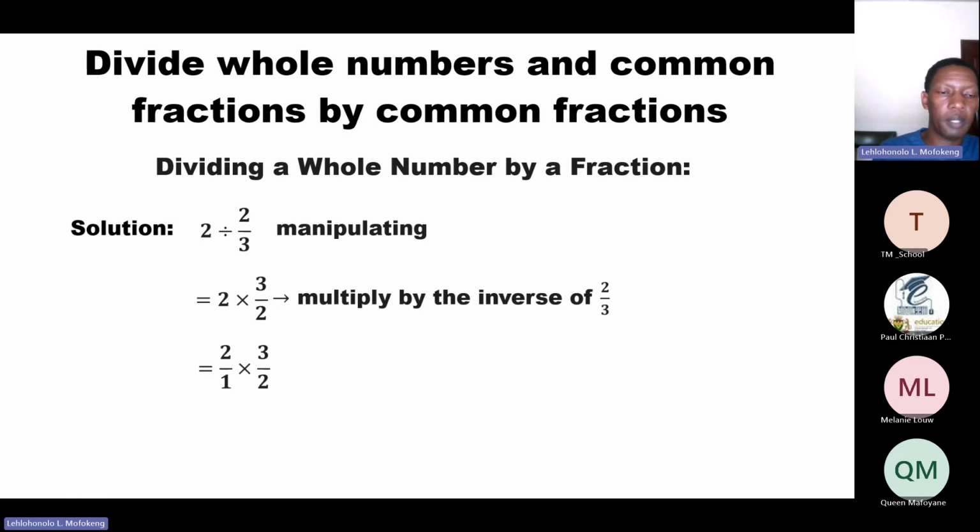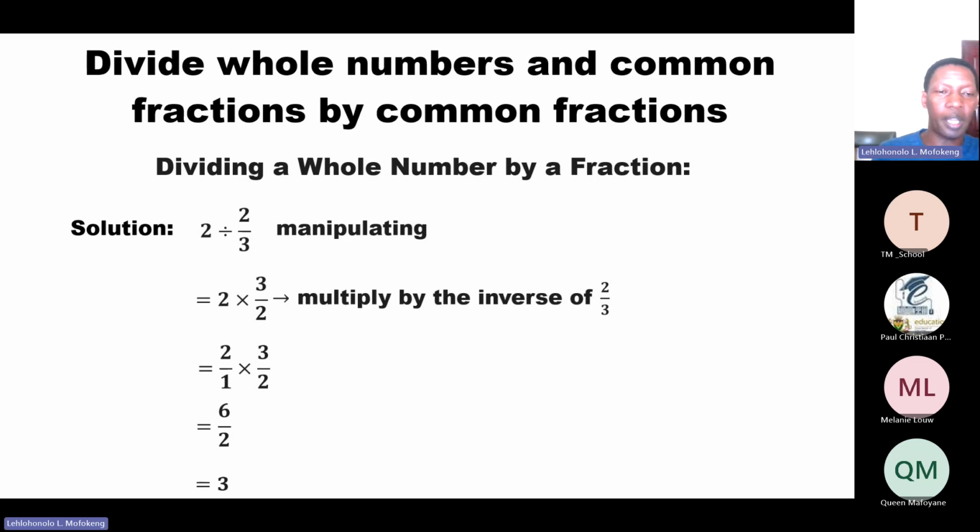We have to make that whole number a fraction. So if we make it a fraction, it will be 2/1. And 2/1 is multiplied by 3/2. And 2/1 multiplied by 3/2 will give us 2 times 3, which is 6. It will give us 1 times 2, which is 2. And the result is 3.